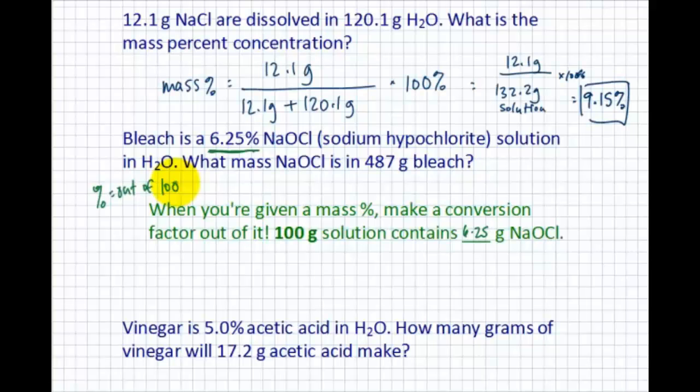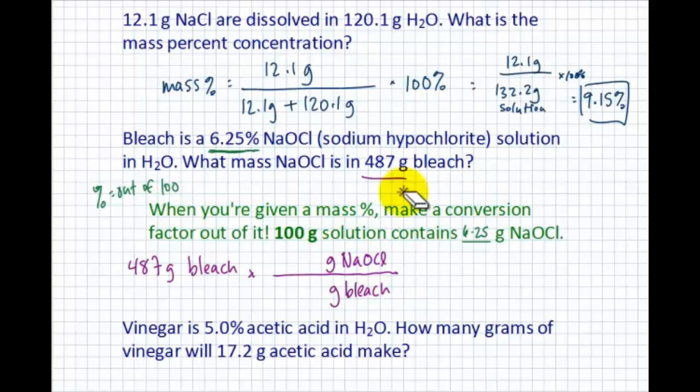Okay? So that means what we can do is take the value that we're given, 487 grams of bleach, and make a conversion factor so that grams of bleach cancels, and then I can solve for grams of NaOCl.